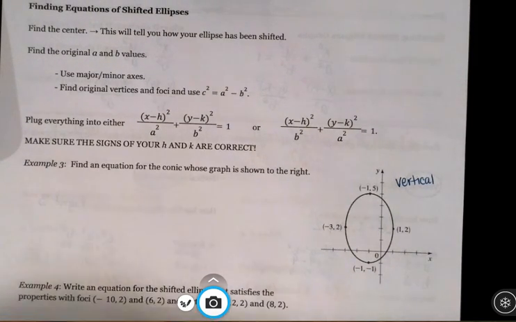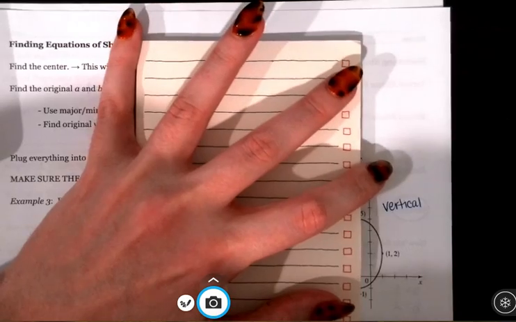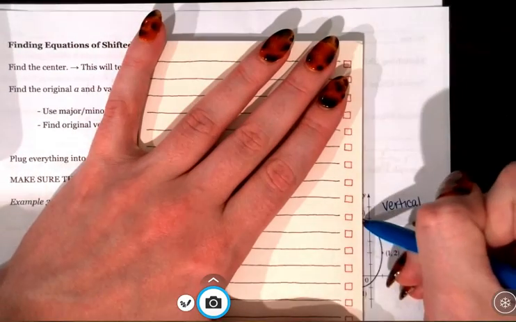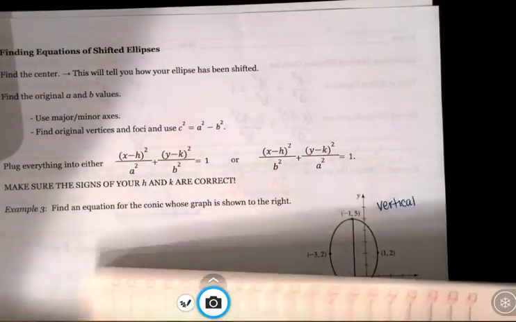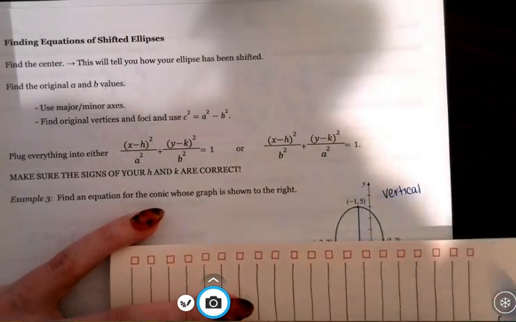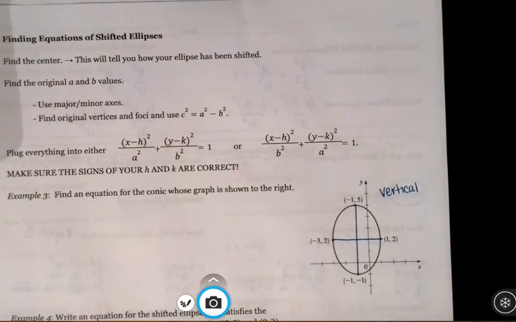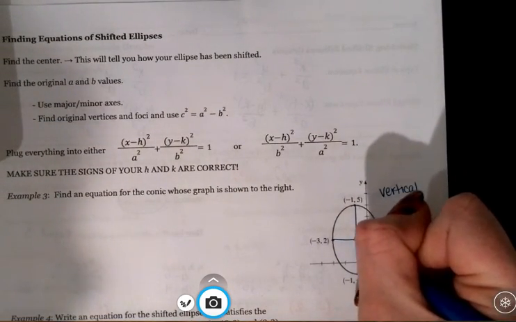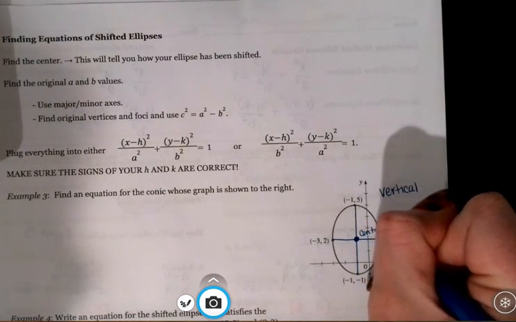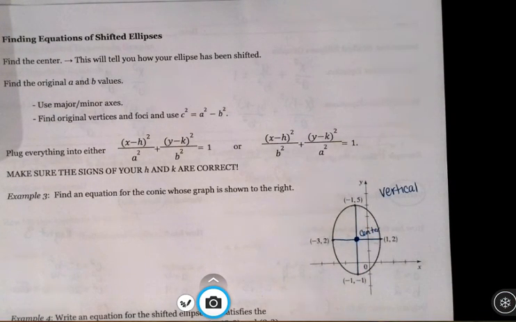Again, I don't have a good ruler, so I'm going to use my notepad and connect my vertices and co-vertices so I can have my major axis and my minor axis. The reason I did that is because wherever they intersect, so this point, this is my center. And I need to know the center because that would be my h and my k that I can then plug into my formula.